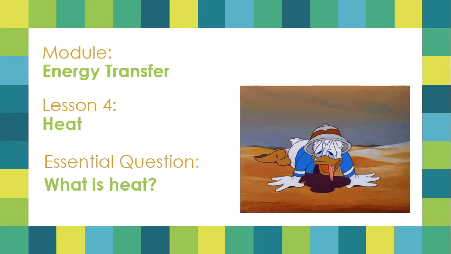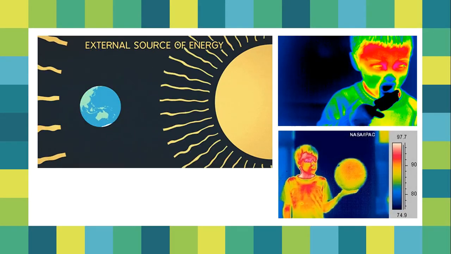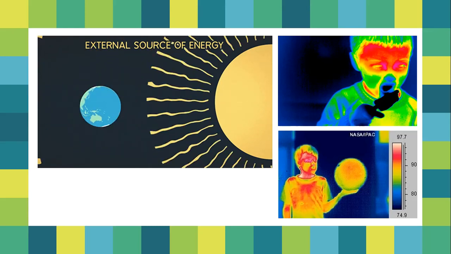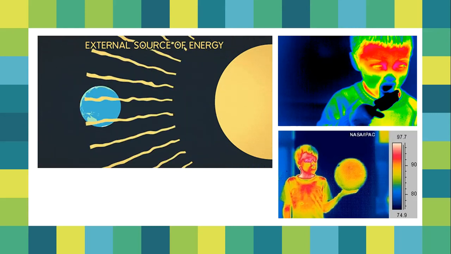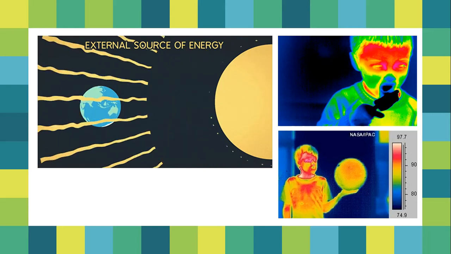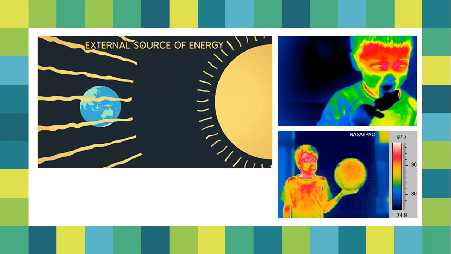We're still in our module, energy transfer, specifically on lesson number 4. We're trying to answer the question, what is heat? Going back to our teaching point, I can explore and identify the thermal conductivity in different materials. Thermal energy travels at different speeds. Thermal energy is carried by radiation through empty space at the speed of light. As you can see, we have an example right here that represents solar rays traveling through empty space in the form of waves.